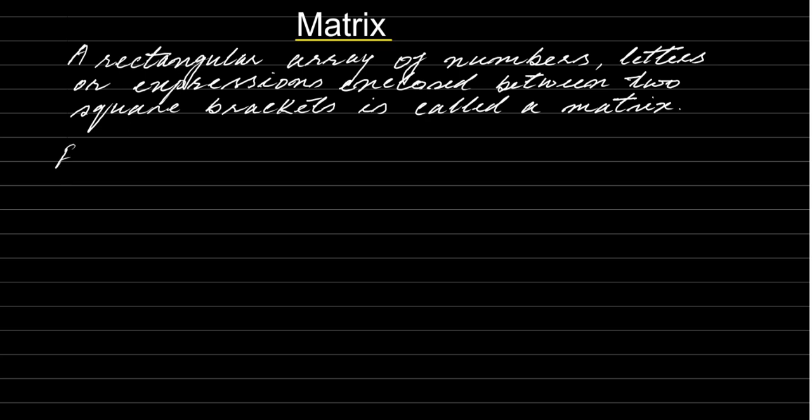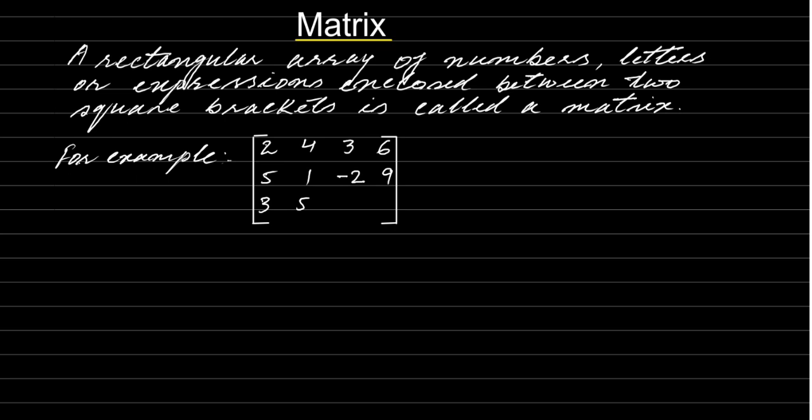For example, 2, 4, 3, 6, 5, 1, minus 2, 9, 3, 5, 1, 8. So this kind of series or array, which is written in the shape of a rectangle, is called a rectangular array. So this is the rectangular array of numbers enclosed between two square brackets. So this is a matrix.